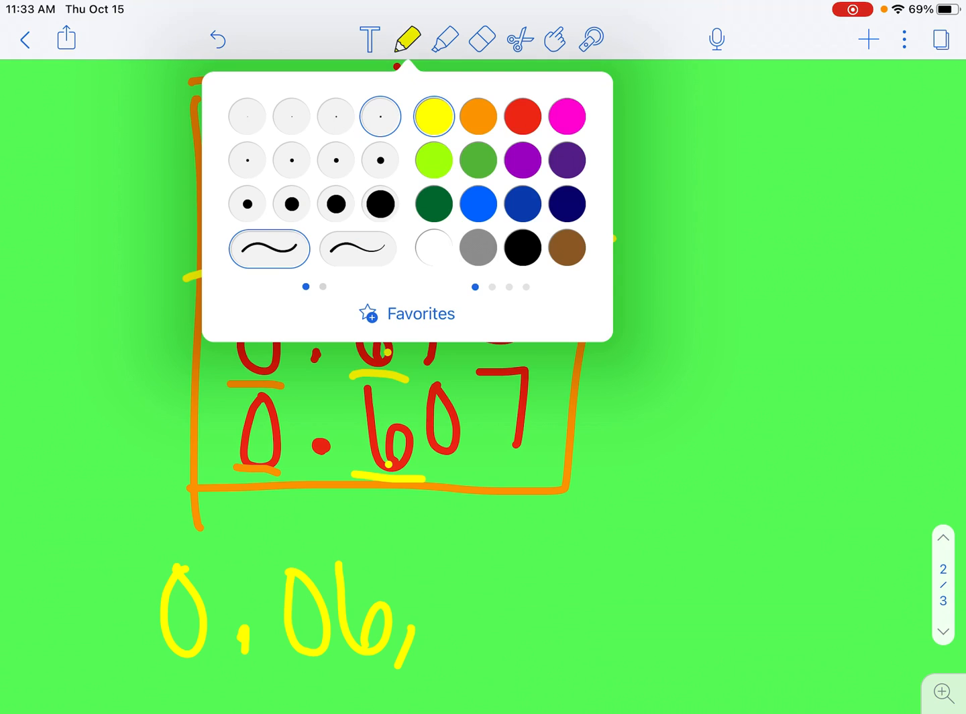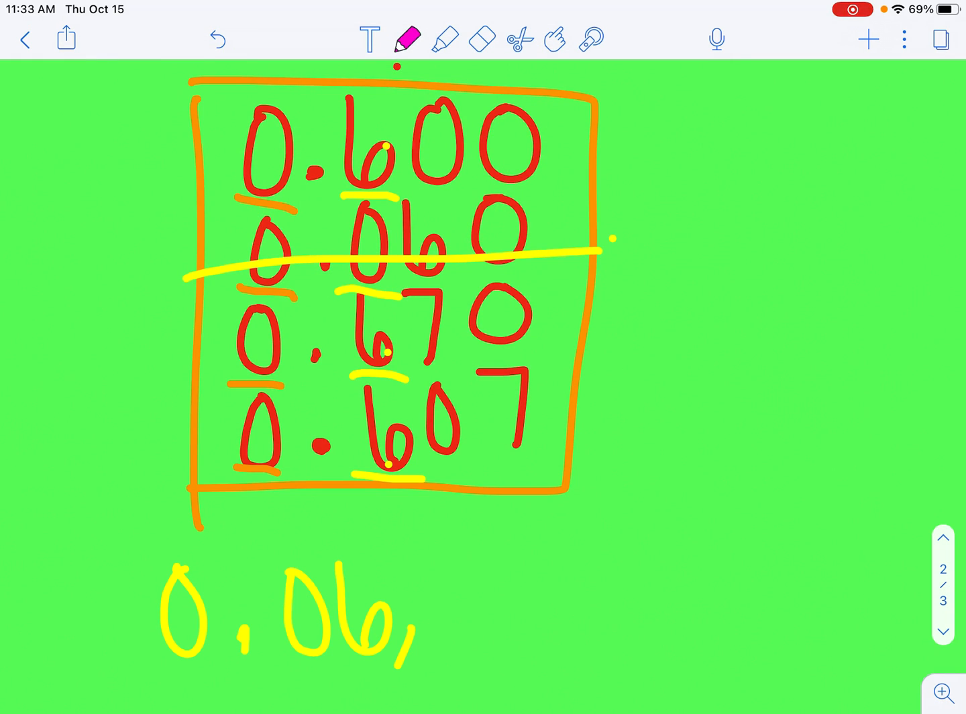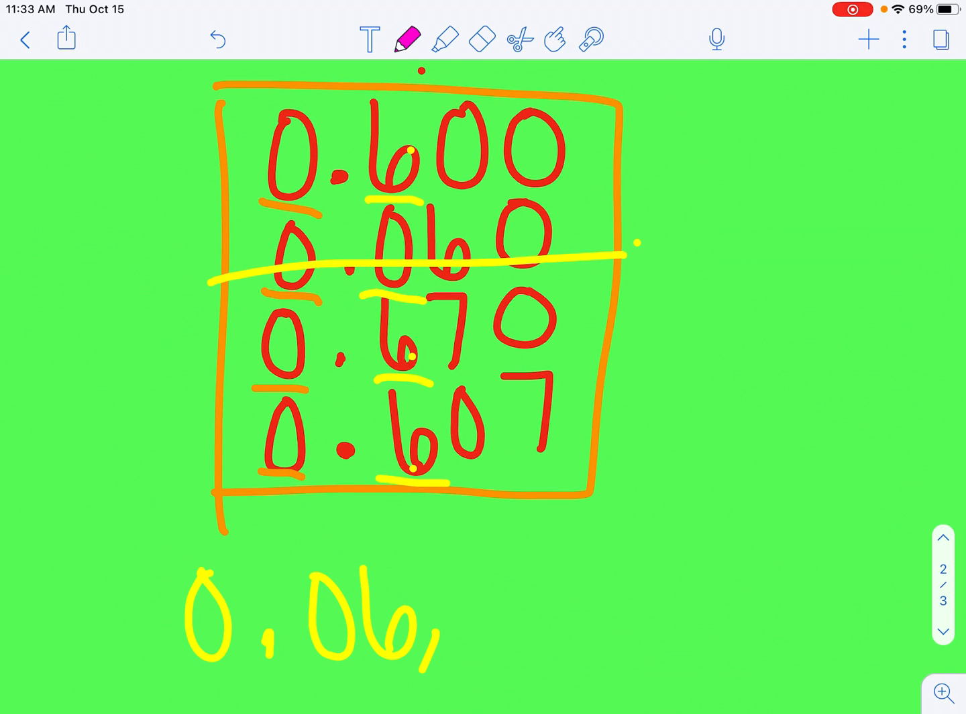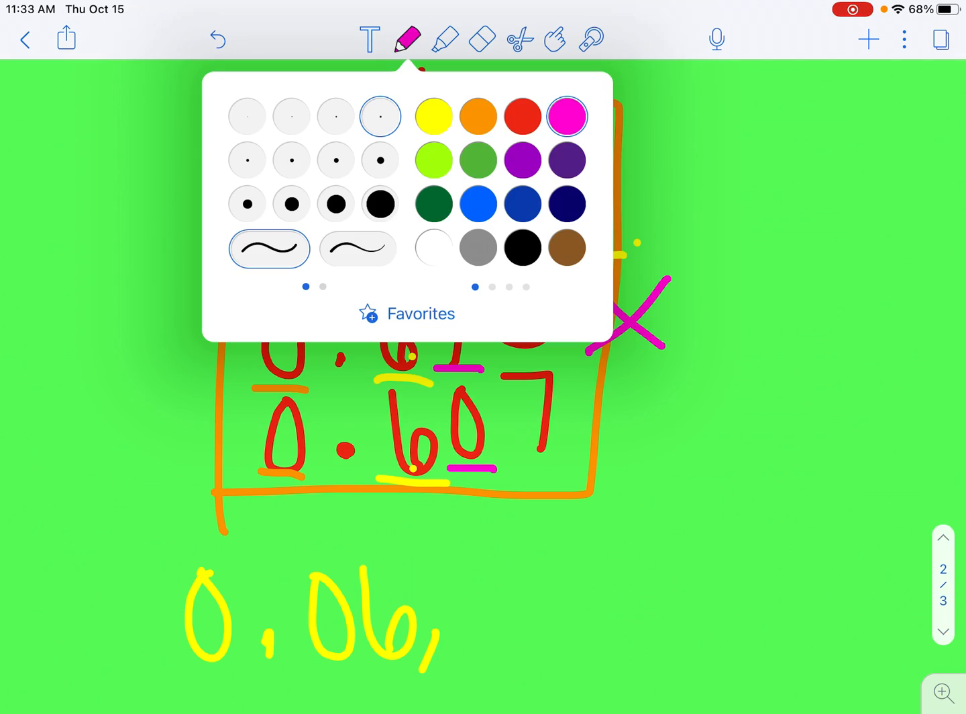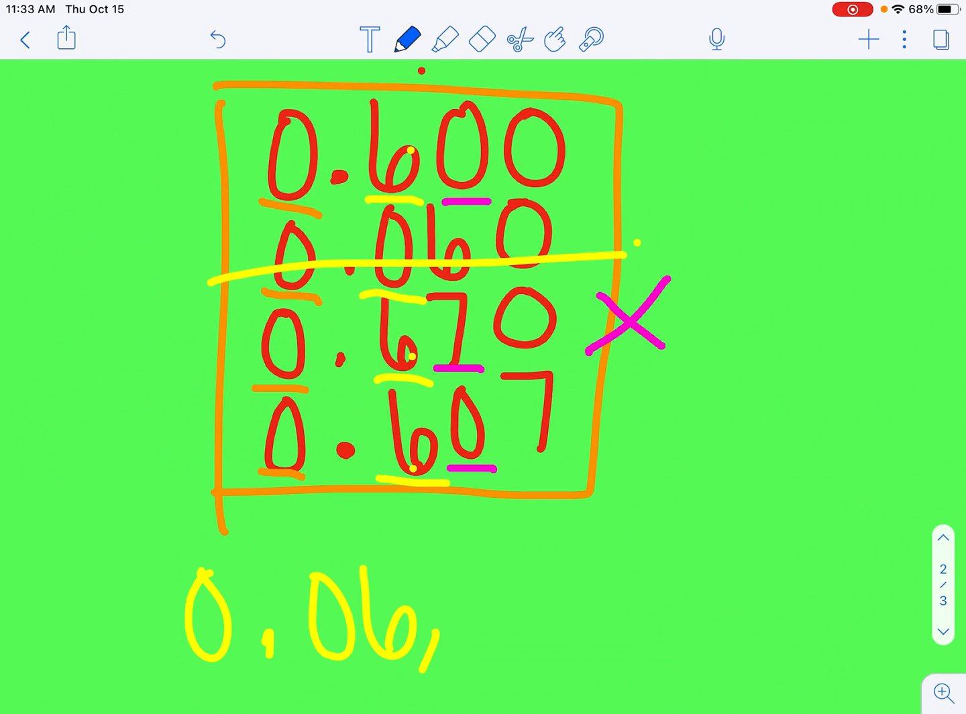Alright, and then my next three are all the same. So that tells me I need to go to the next number. Alright, I have a 0, so I'm looking in the hundredths place now. I have a 0, a 7, and a 0. Which number is smaller, the zeros or the sevens? Right, the zeros are. So that tells me that this 7 is my biggest number. So I'm just going to cross it out right now so that we can focus on my next smallest number.